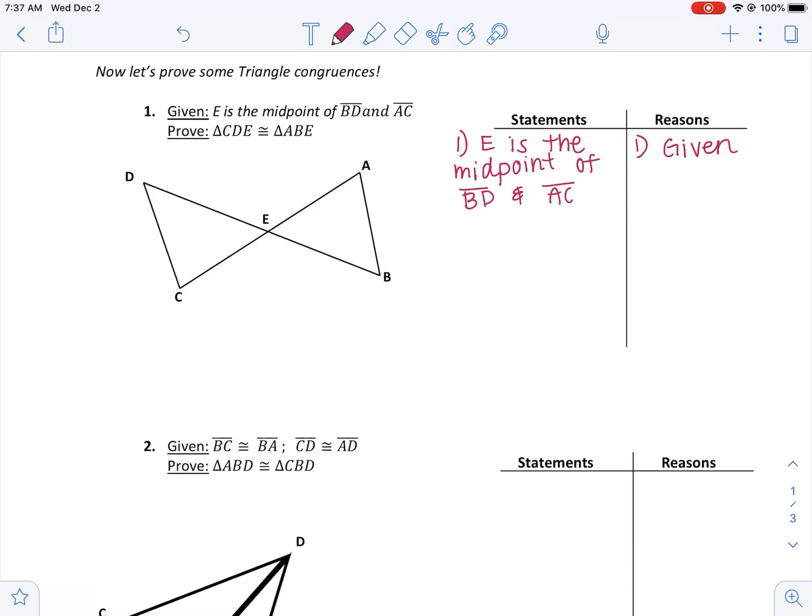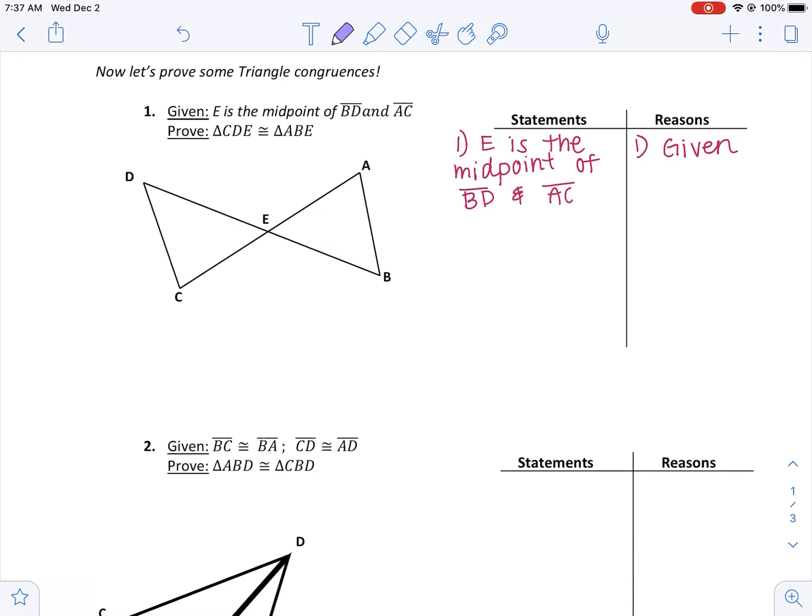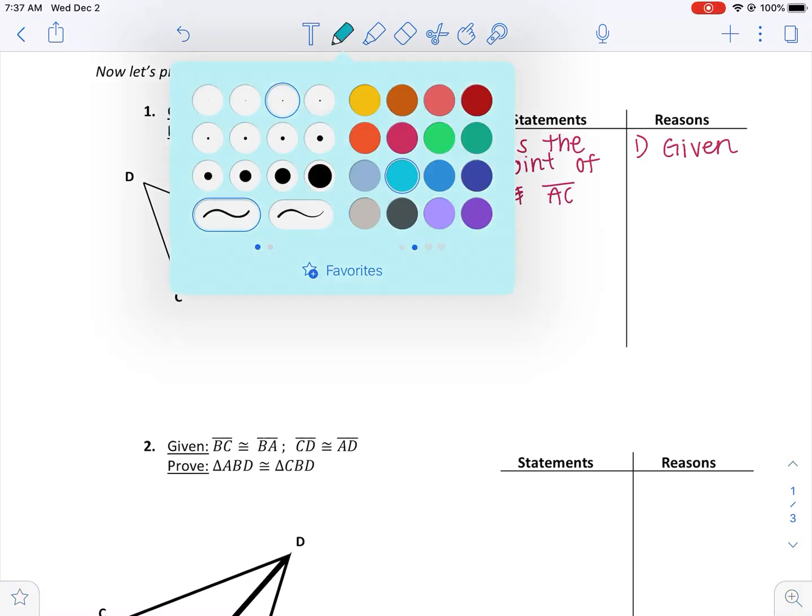One thing that I suggest is whenever we are given any information and we have a picture, mark that on the picture. Since E is the midpoint of BD and AC, I know by the definition of a midpoint that E is going to cut AC into 2 equal halves, and E is also going to cut BD into 2 equal halves. Look what I did there. I just marked things that are congruent. That's awesome. So let's go ahead and write out what we just did.